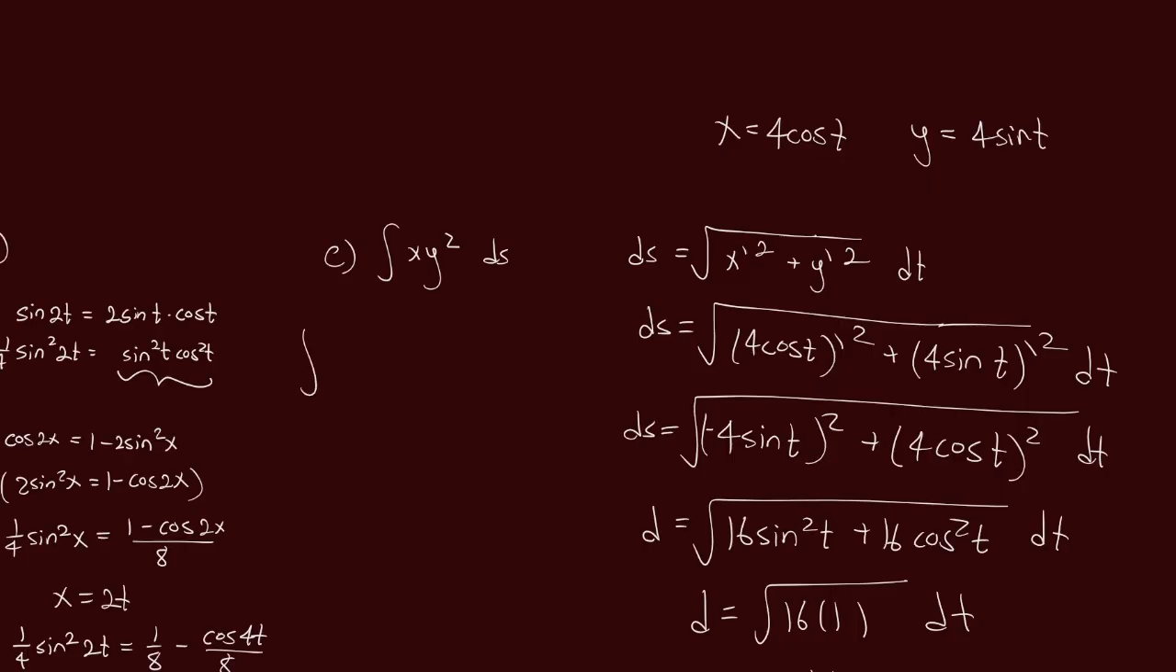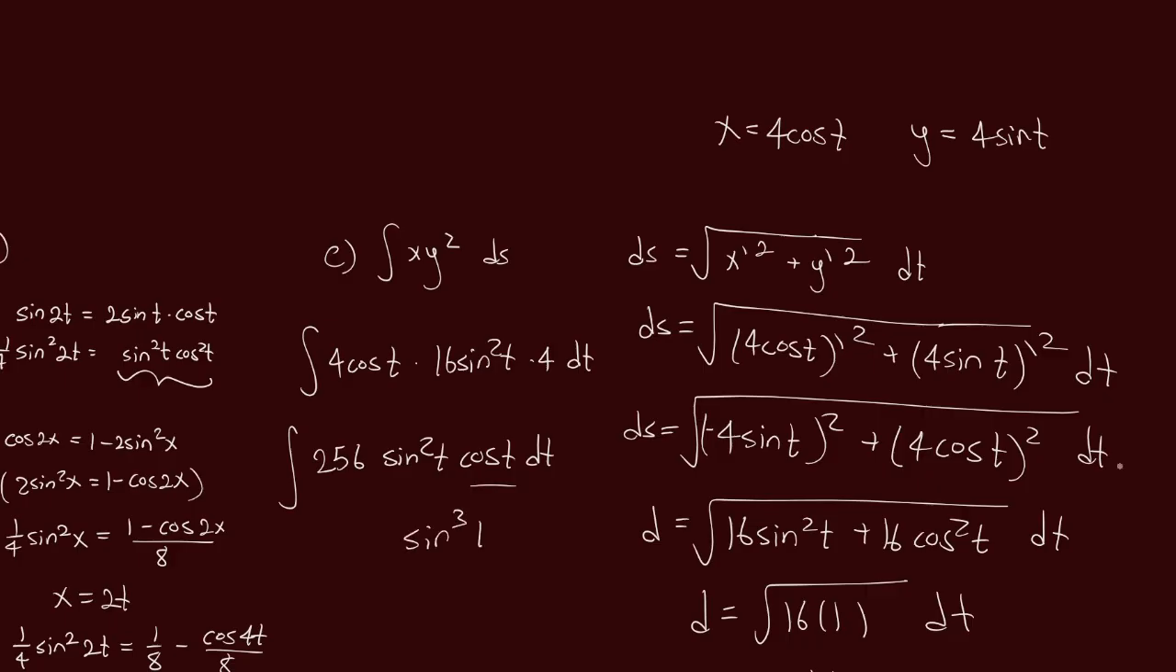We can just plug in that 4 into there. So we now have the integral of 4 cos t times 16 sin squared t times 4 dt. So that's 256 sin squared t cos t dt. Alright, and recall cos is the derivative of sine, so it'll be sin cubed t over 3. Oh yeah, and then we're integrating from 0 to pi over 2. And our answer should be 256 over 3. Okay, so that's your final answer.